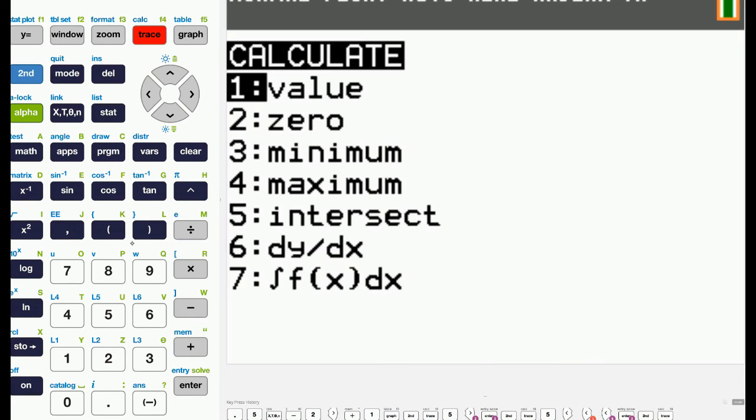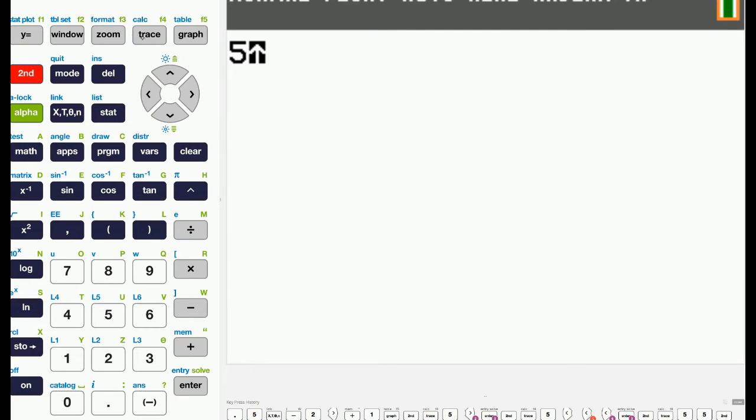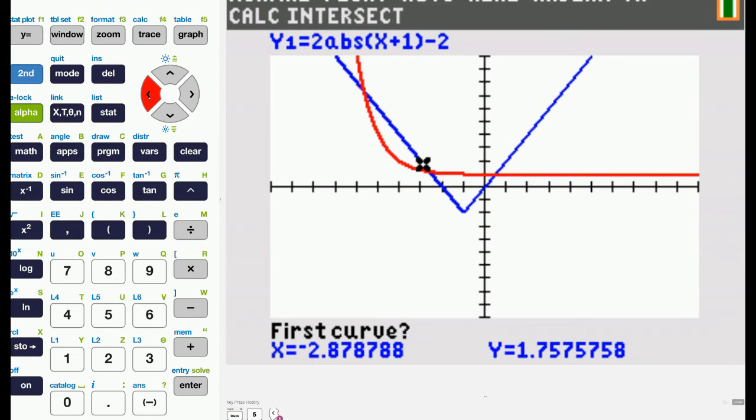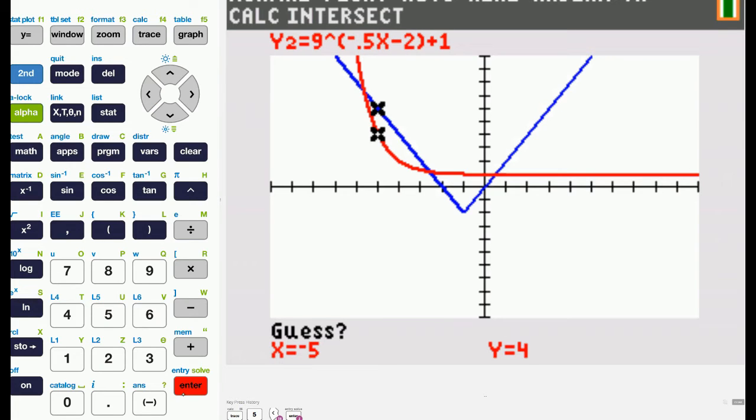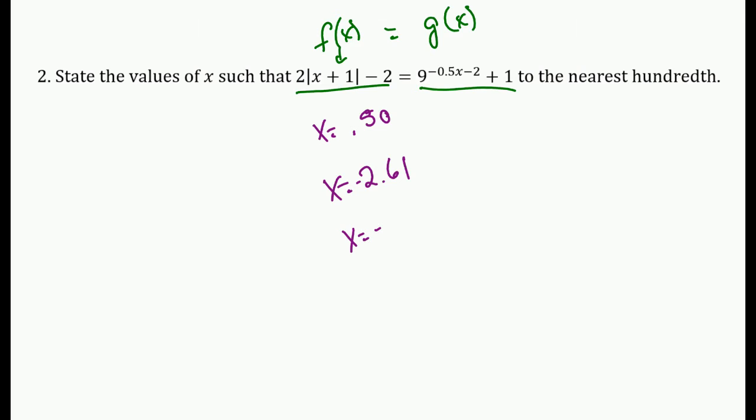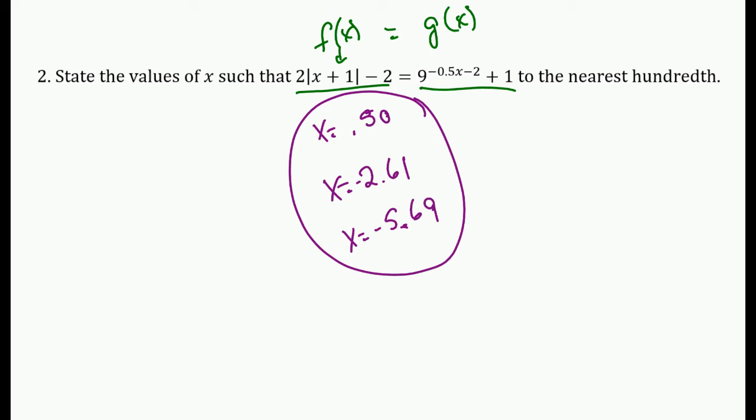And finally, one more, second trace intersect. I'm going to scroll on over to that last intersection point and get negative 5.69, because I'm going to round up there because of that 5. So x equals negative 5.69. Those are the 3 values of x that satisfy that equation, because I plugged it into y1 and y2 and found the x values of where they intersected.